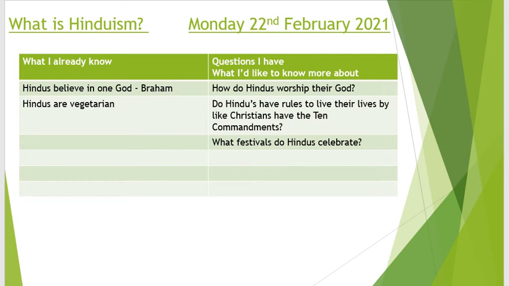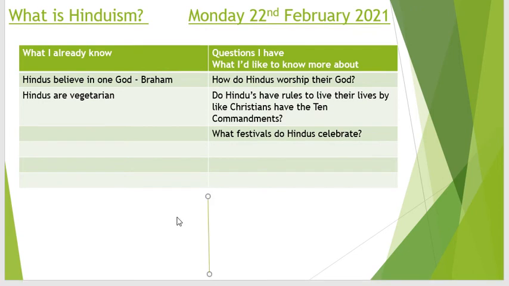Now the easiest way to draw a table in your book is in the following way. If you take your ruler and your pencil and you draw a vertical line down the middle of your page, and then a horizontal line across the top, and I would leave maybe 3 or 4 lines. Then on the left hand side you can write the heading what I already know, and on the right hand side questions I have and what I'd like to know more about.